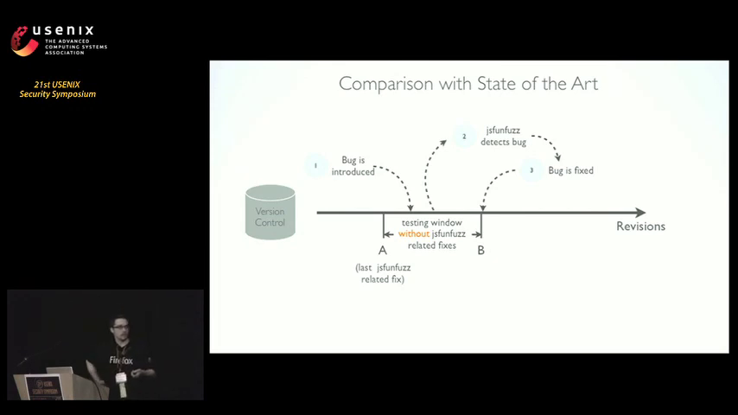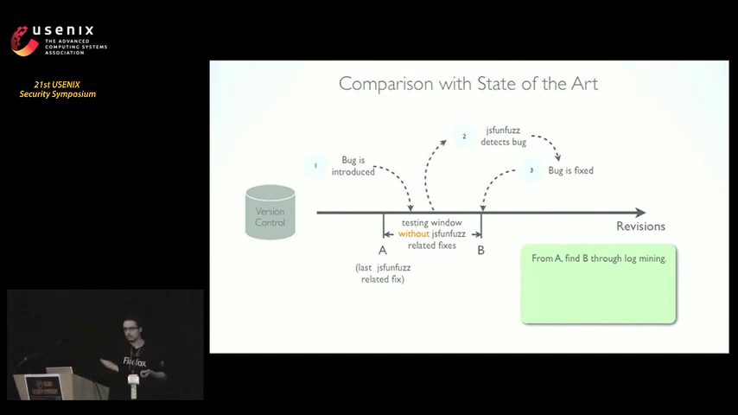Now, how do we actually find that? So if we can find A, from A we can find B through log mining. That works because Mozilla records every single fix that was made due to JS1Fuzz, so we have all the bug numbers that were associated with JS1Fuzz, and the bug numbers, again, are in the commit messages, so we can do a mining here to see which commits are actually related to JS1Fuzz fixes. And once we have that, we can run both tools on revision B.